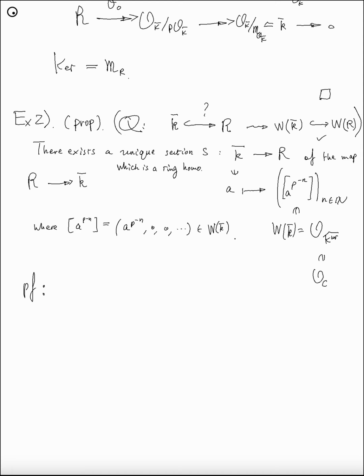Proof. One can check a to the power p to the power minus n plus 1, to the power p, equals a to the power p to the power minus n.